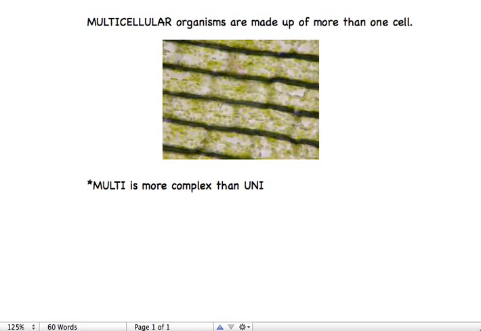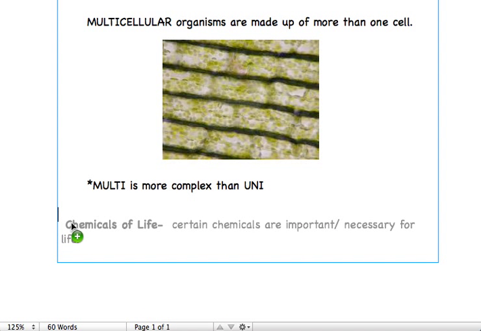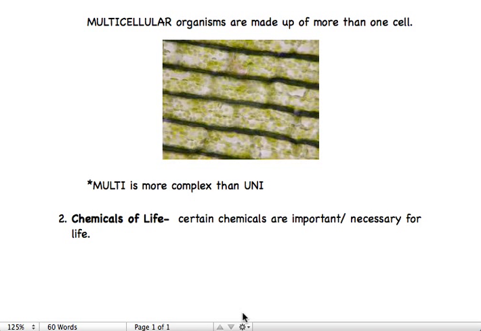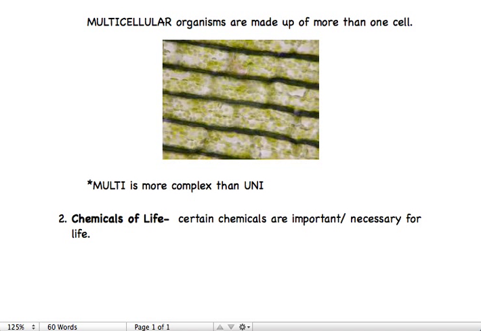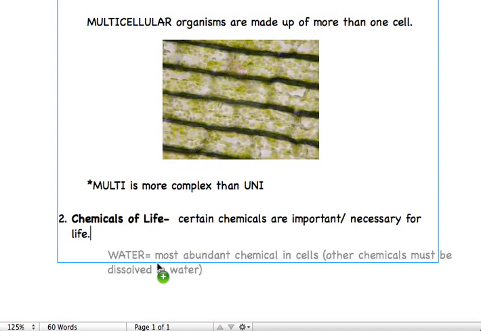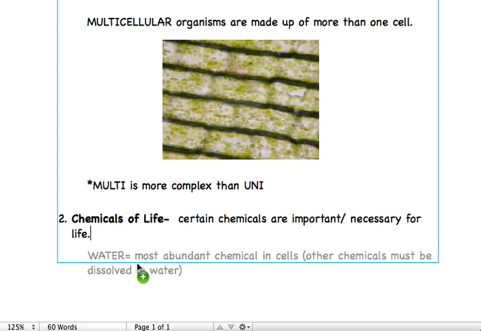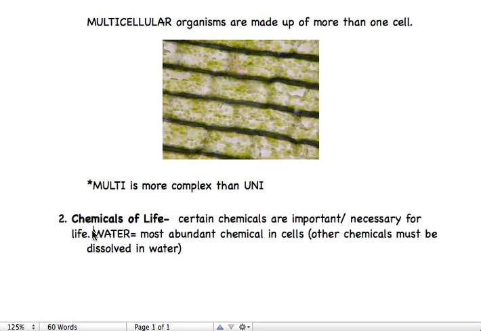Okay, so now we're going to move on to the second characteristic of living things, and that is the chemicals of life. Certain chemicals are important and necessary for life, and there are 4 that we're going to talk about. Well, there's 5, but we're going to put 2 of them together, so kind of 4 different categories. The first and most abundant chemical is water.